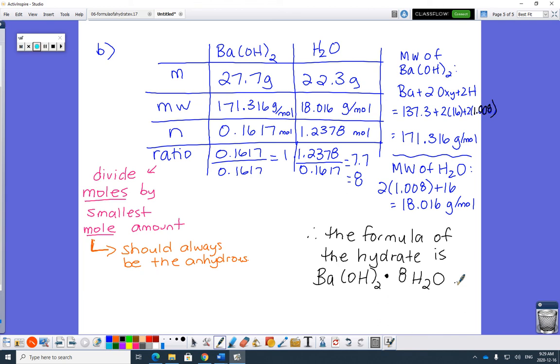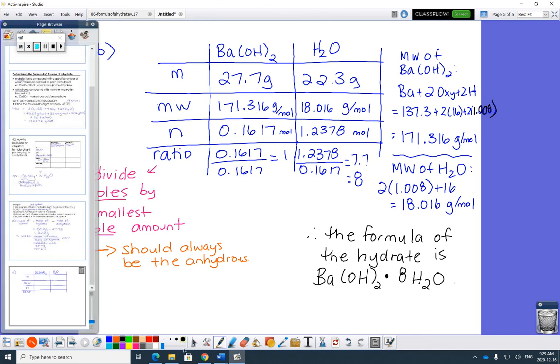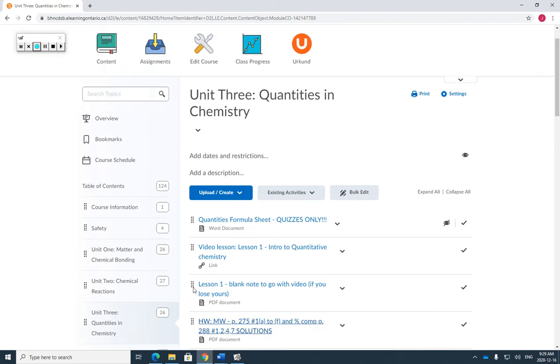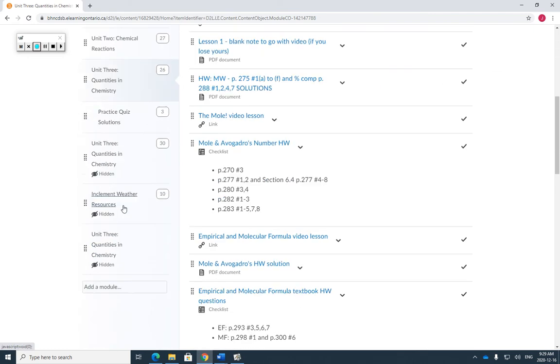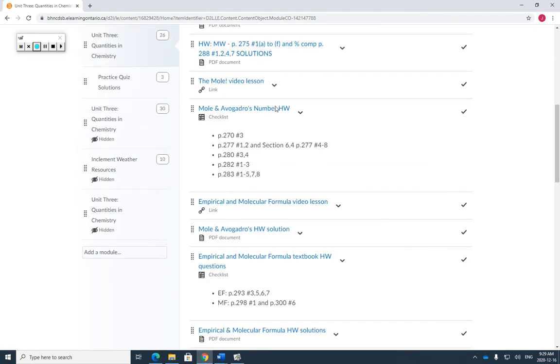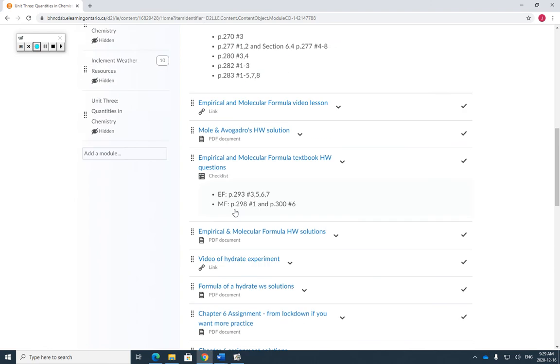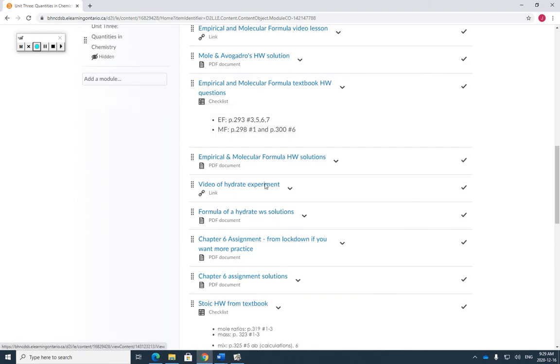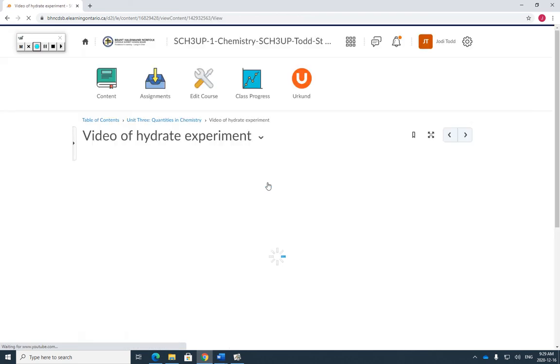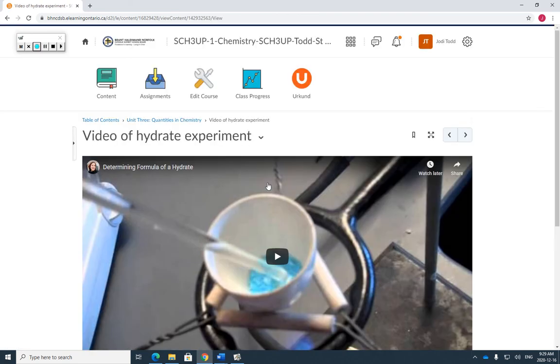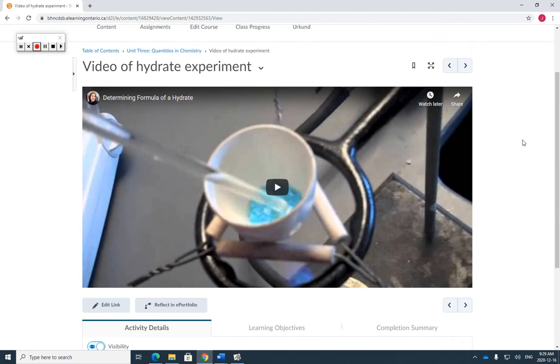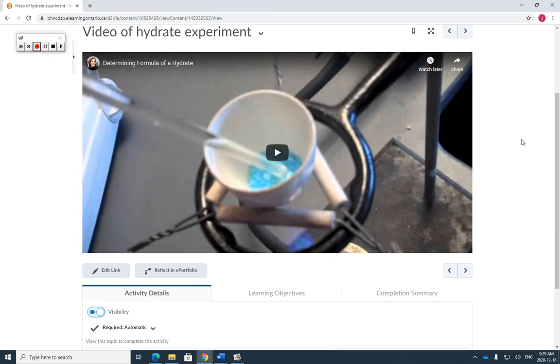Okay, so the little half sheet is homework questions. So if you would rather tune me out, that's totally fine. It goes in order. So empirical formula, here's the formula hydrate. It says video of hydrate experiment because eventually there will be a video for the lesson, okay?